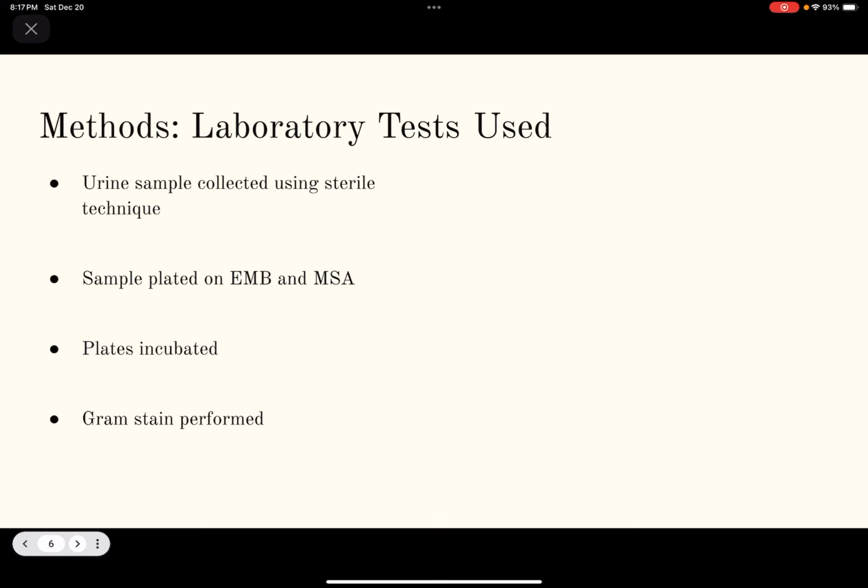Methods. The urine sample was handled using proper sterile technique. The bacteria from the urine was grown on different agar plates, including EMB and MSA. The plates were incubated and then examined for growth. A gram stain was also performed to look at the color and shape of the bacteria. This testing continued the work that started earlier in the case, after the bacteria was first cultured and isolated from the urine sample.